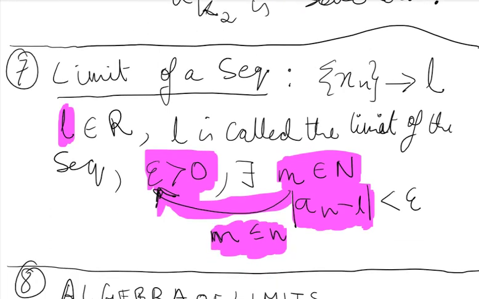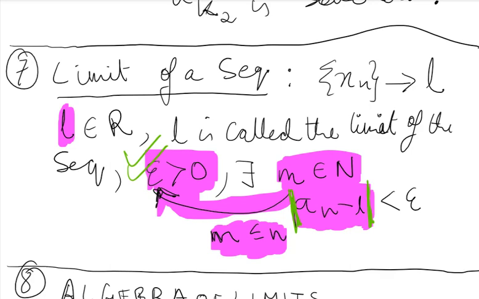Next, the limit of the sequence. So what is the limit of the sequence? Of course, the sequence will tend to some number l, and l will be called the limit of the sequence. You will again take an epsilon greater than 0, and you will also take a number m that belongs to the natural numbers. Then the mod of an minus the limit point will be less than epsilon. This value will always be positive.